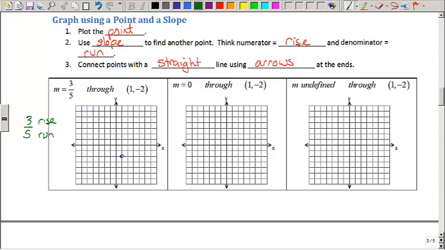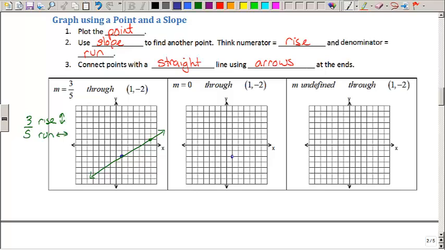run. From this point, I would like you to rise 1, 2, 3. Now don't put your pencil down yet because we still need to run 1, 2, 3, 4, 5. Your rise is how far you go up or down. Your run is how far you go left or right. Once I have at least 2 points, I can connect using a straight line and put arrows at the ends of your graph.